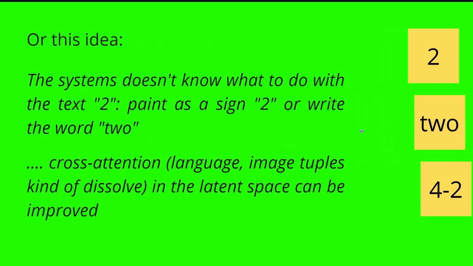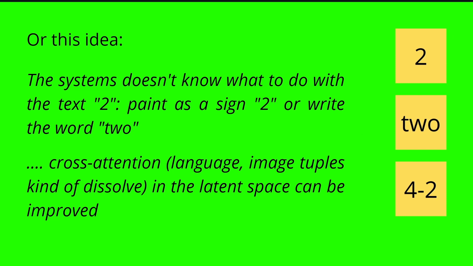But you know, there's something else. The system doesn't know what to do if you write in the text a 2. Either it paints it as a sign 2, or sometimes it writes the word 2, this three-character word 2. I have the feeling the system doesn't know, if I provide some text, whether it wants the visual image of this or the written image of this. It's interesting. I think there could be a missing link in the cross-attention.